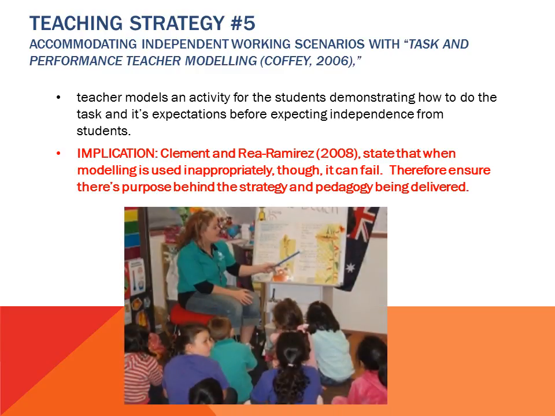The lesson sequence encompasses task and performance teacher modelling, according to Kofi, 2006, in Lesson 5, where the teacher models an activity for the students, demonstrating how to do the task and its expectations before expecting independence of the students. Clement and Reremes, 2008, state that when modelling is used inappropriately, though, it can fail. Fortunately, Lesson 6 plans for success, as the teacher actively engages the students using the interactive whiteboard and plans to provide a successful model of their independent task.